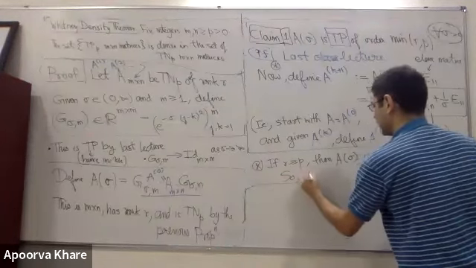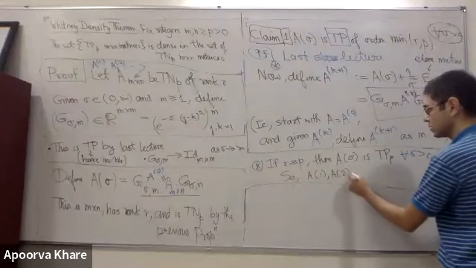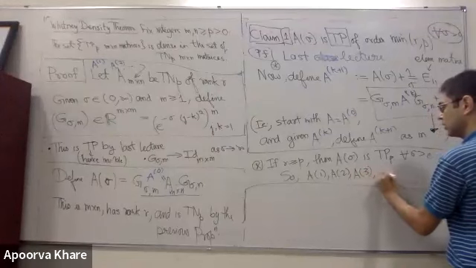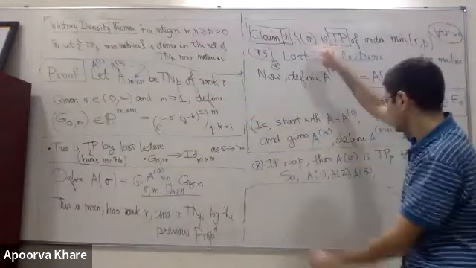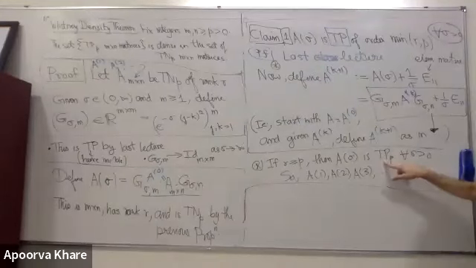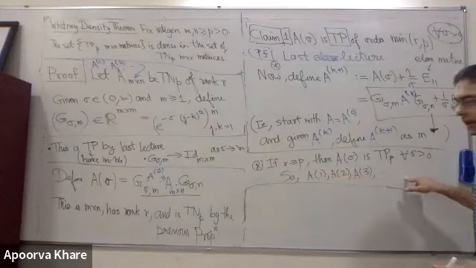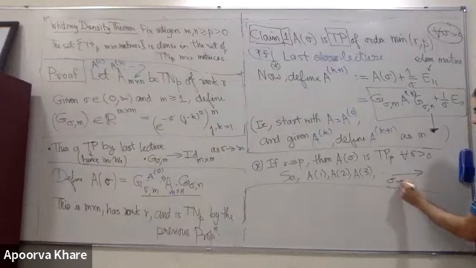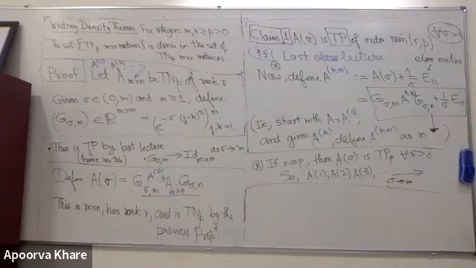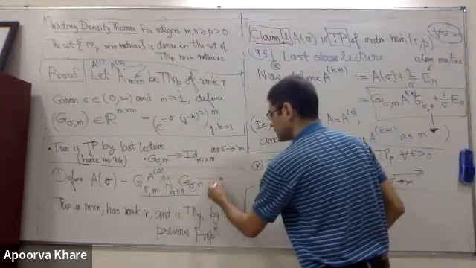So A of 1, A of 2, just take sigma to be positive integers, A of 3 and so on. Look at all these matrices. These are all matrices of the same size, n cross n. They are all totally positive of size P. And as sigma, which is the 1, 2, 3, 4, as sigma goes to infinity, what do these matrices go to? That is the question.